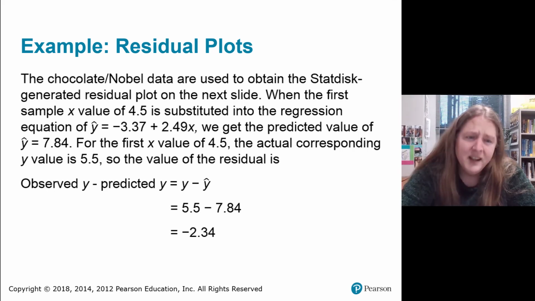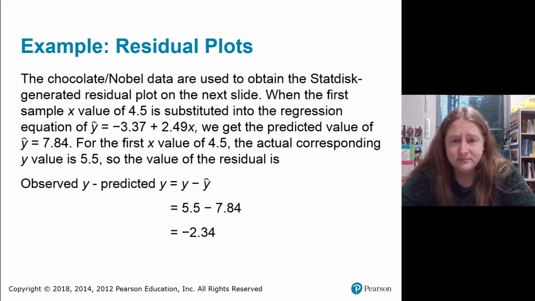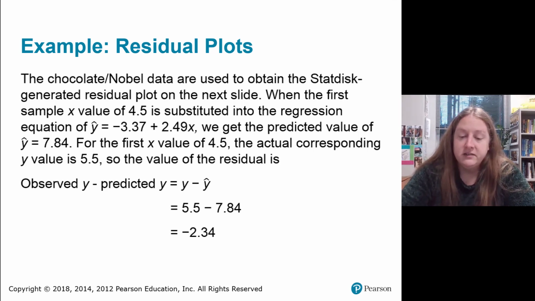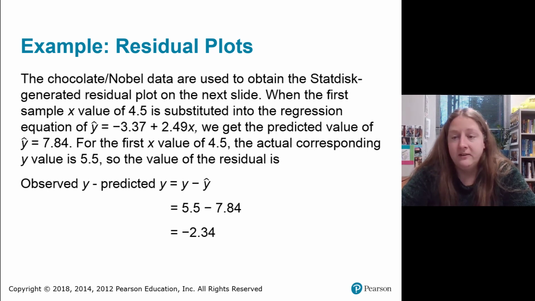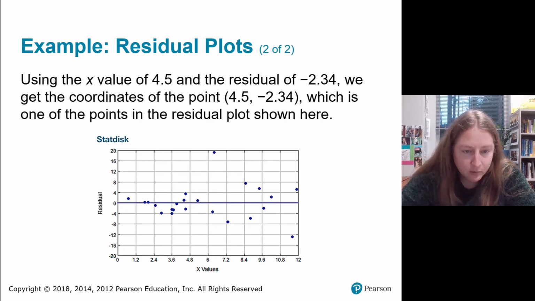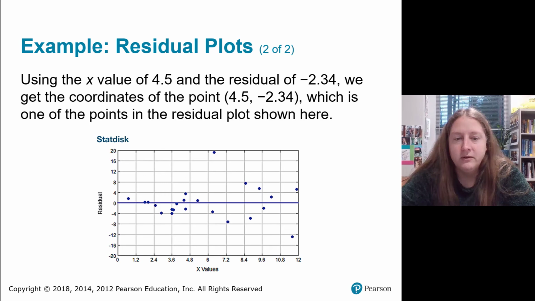Again, looking at our chocolate Nobel data, we can go through and find our residuals. Here's an example of finding one of them. Taking our actual y value of 5.5 and the prediction of 7.84, we find a residual of negative 2.34. And that was at the x value of 4.5. We do that for all of our points. You can see that one showing up here at 4.5. We have a value at negative 2.34, and we've plotted everything else as well.